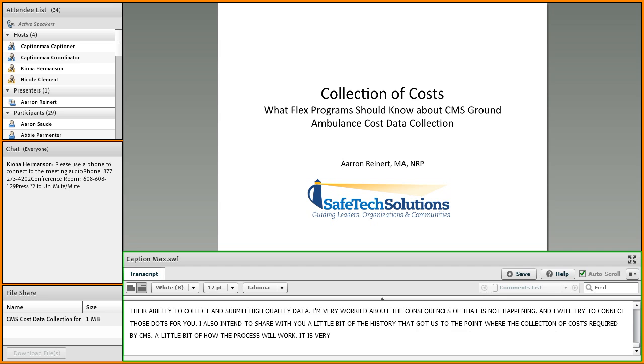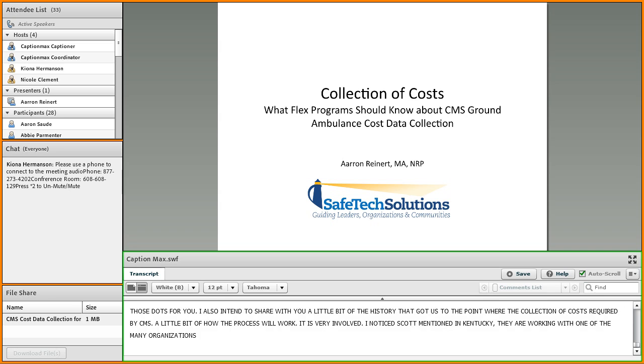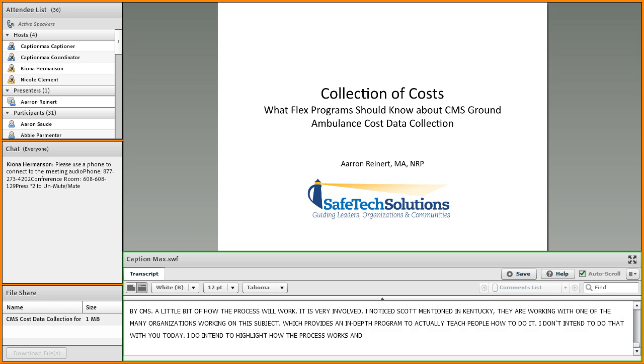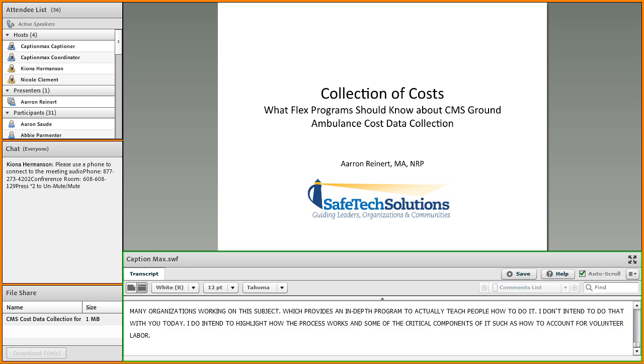I also intend to share with you a little bit of the history that got us to the point where the collection of costs is required by CMS, a little bit about how the process will work. It's very involved, and I noticed Scott mentioned in Kentucky they're working with one of the many organizations working on this subject, the American Ambulance Association, which provides an in-depth program to actually teach people how to do it. I don't intend to do that with you today, though I do intend to highlight how the process works and some of the critical components of it, such as how to account for volunteer labor.